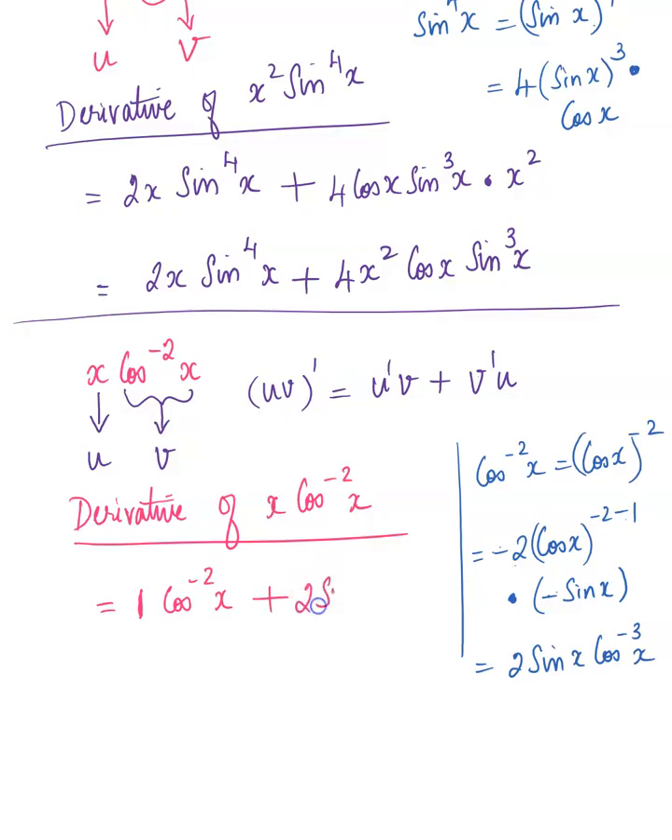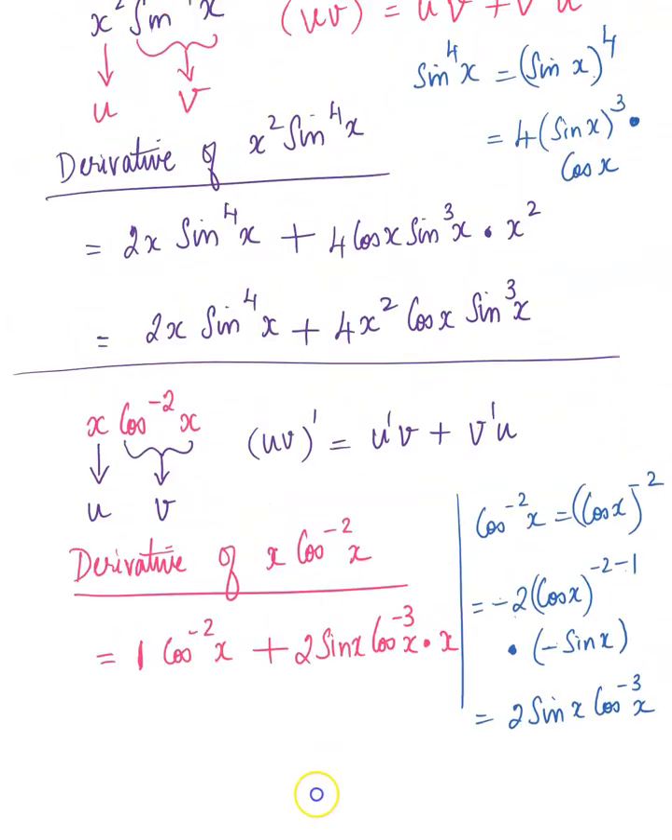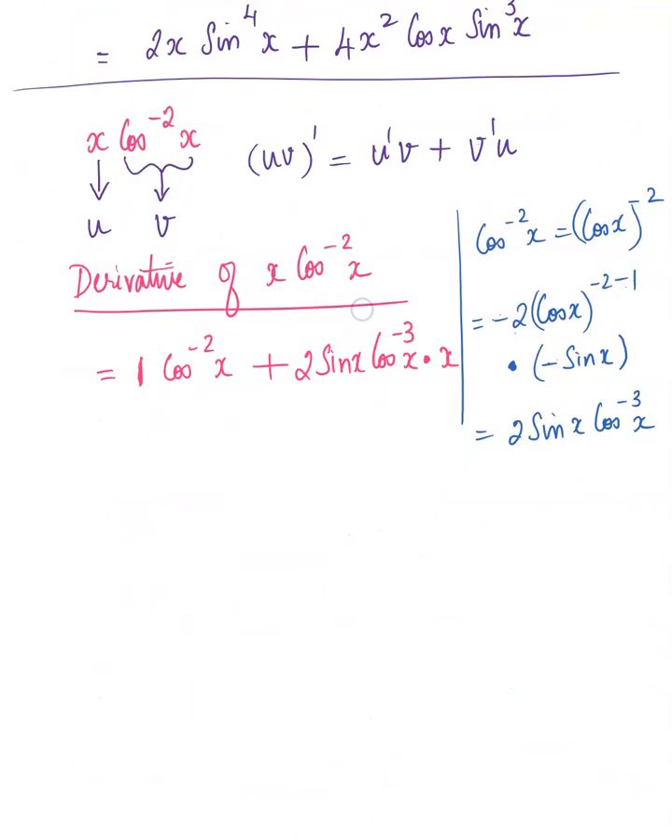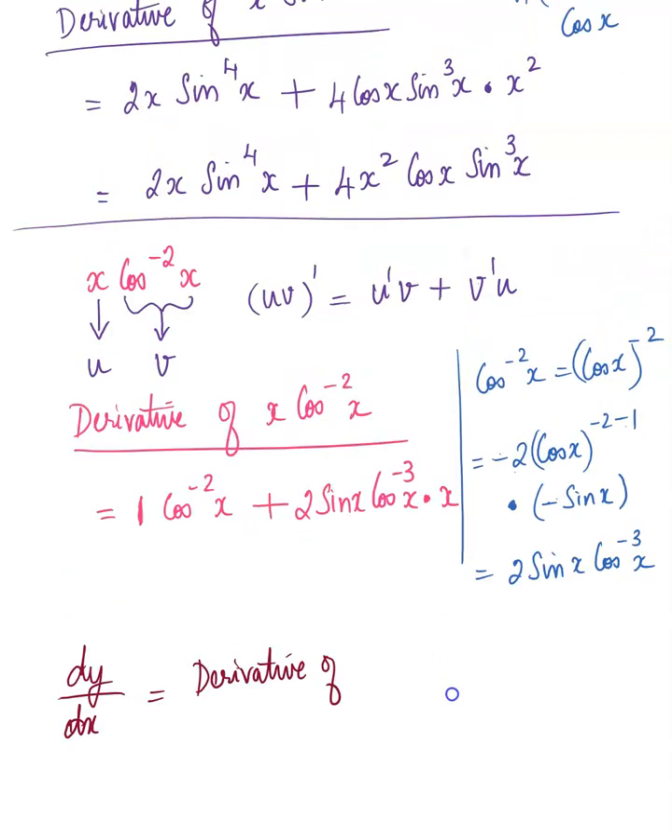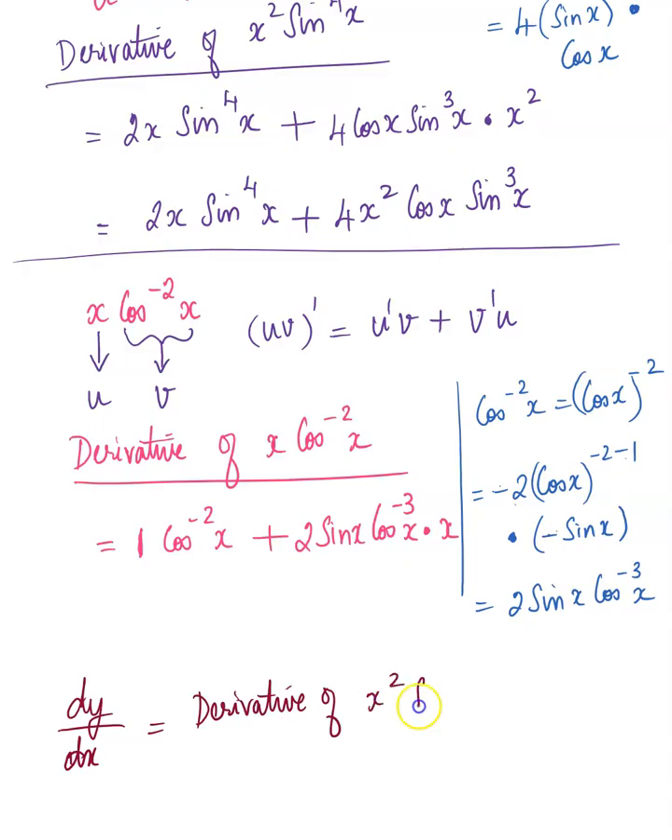Plus 2 sine x cosine negative 3x. That's v prime u, so times x. Okay, we'll collect all of these. dy over dx is equal to the derivative of the first part, x squared sine power 4x, plus the derivative of x cosine power negative 2x.